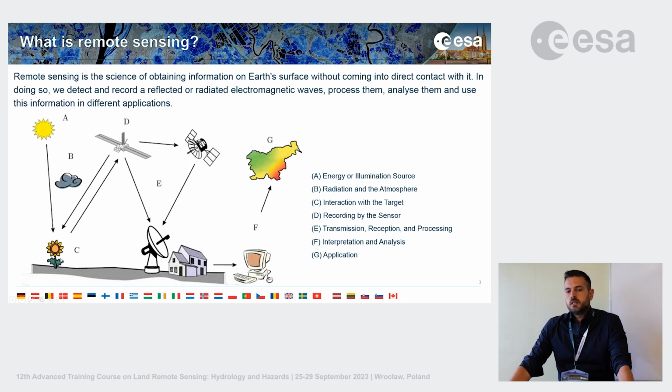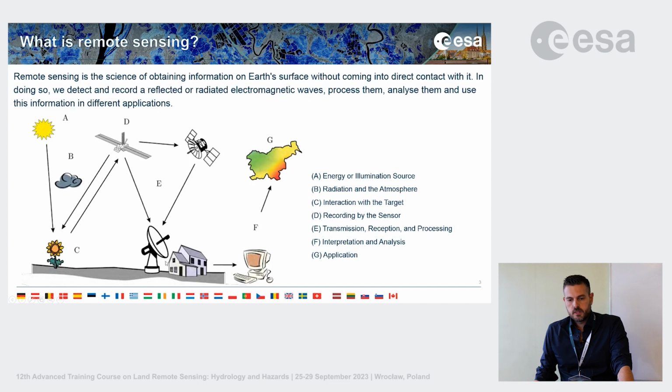Remote sensing is designed to obtain information on a surface without coming into direct contact with it. So we need a source of energy and illumination, in this case the sun for optical instruments. And after we have the radiation and the atmosphere. We have our target object, in this case a flower.